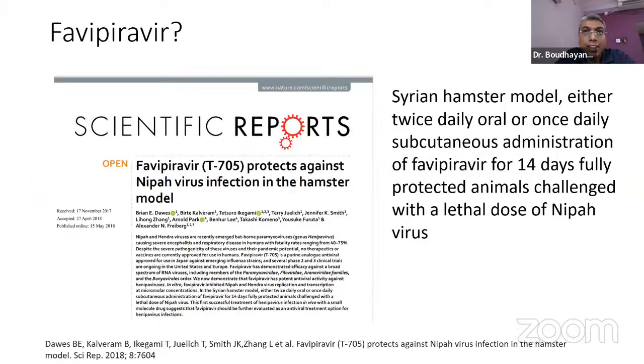And then another COVID drug, we are all familiar with this drug, favipiravir, a Japanese molecule. And this article has been published in a good journal, that is Nature. The Syrian hamster model has shown that 14 days of favipiravir can give protection against a lethal dose of Nipah viral infection.